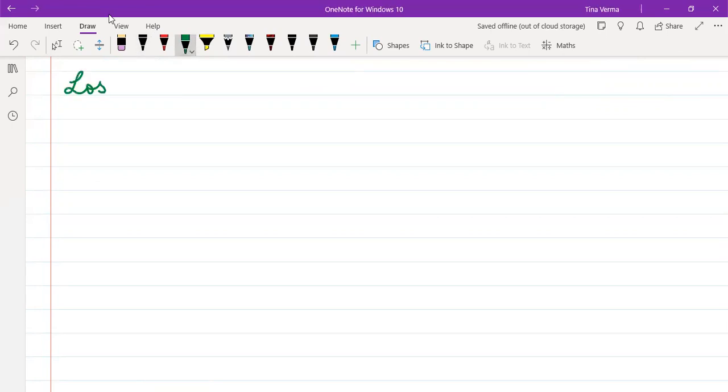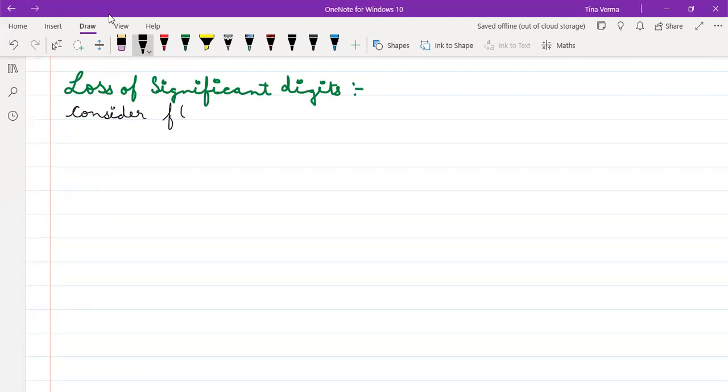Next topic is loss of significant digits. So consider a function f of x, which I am taking as root of x plus 1 minus root x, and you have to use 6-digit arithmetic to approximate the value of f of x.